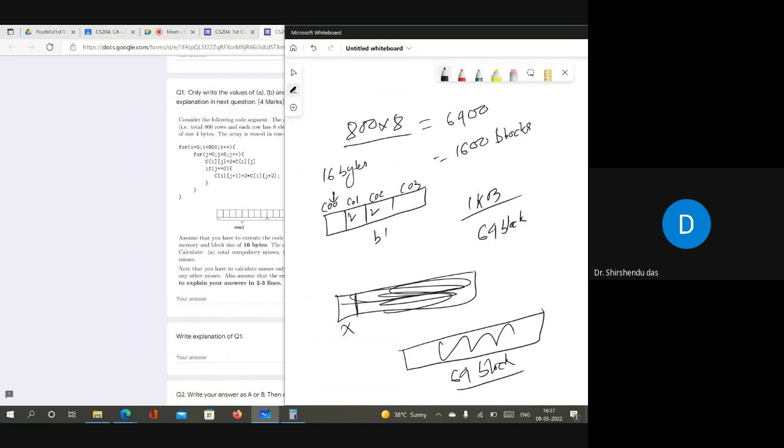So after the 64 blocks, for every new block that you fetch, to place that block you have to remove something from the cache, right? So another answer of C will be 1600 minus 64 blocks. Okay, so this is the answer.